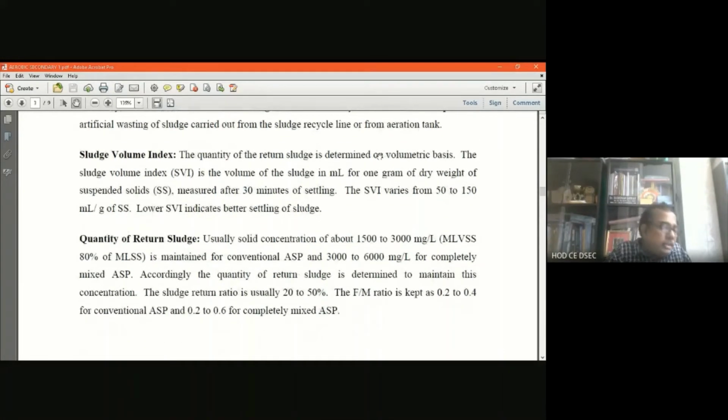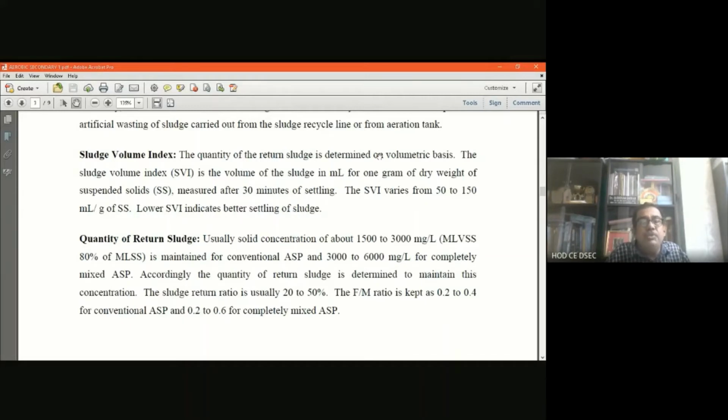Sludge volume index will give the characteristics of the sludge settled in the SST. So this is a parameter by which we can conclude whether the sludge characteristics is good or bad. That means SRT can be obtained, better value or lesser value. Now the quantity of the return sludge is determined by volumetric basis.